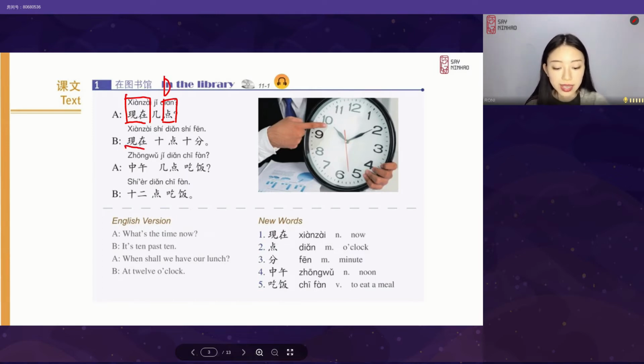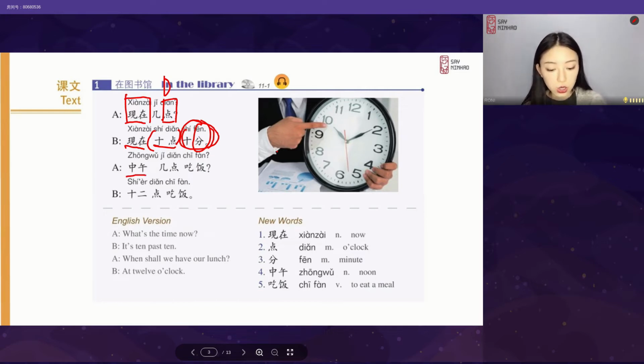Okay, next one. 现在10点10分. Okay, let's see. 现在 now, 10点 10 o'clock. But we still have minute to express. That's why we used 分, 10点10分. It's 10 minutes past 10.